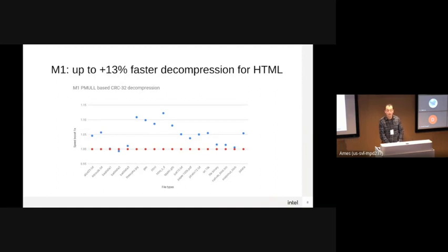Next, speed. We landed a patch that uses the polynomial multiplication instruction on ARMv8 to speed up data decompression. That benefits the M1 processor a lot, and we can have up to 13% faster data decompression for HTML content.